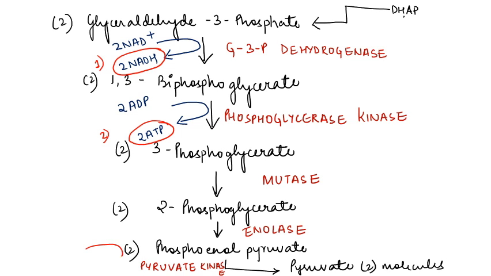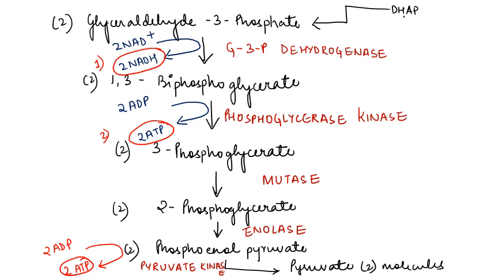In this step also you can say there is a release of ATP. 2 ADP getting converted to 2 ATP. So this is also a release of ATP. So this is the third part where ATP is being released.